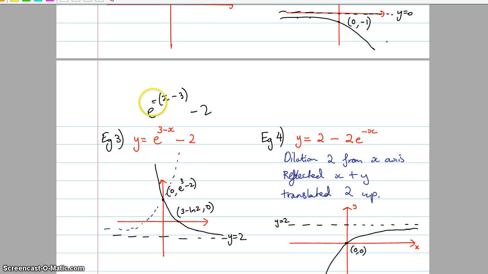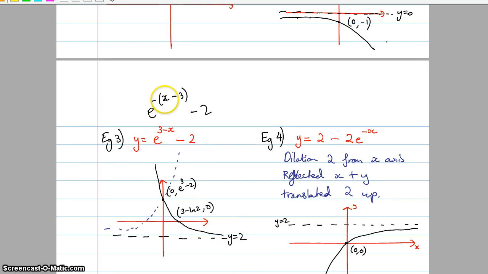And the other thing is that it's been reflected in the y-axis, which means instead of going from the bottom left to top right, it goes from top left to bottom right. This one is called exponential decay, because it's getting smaller every single time.